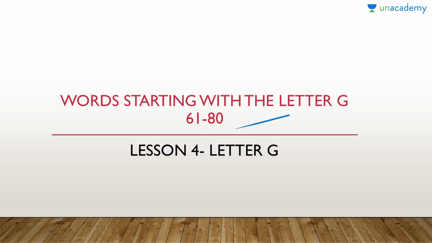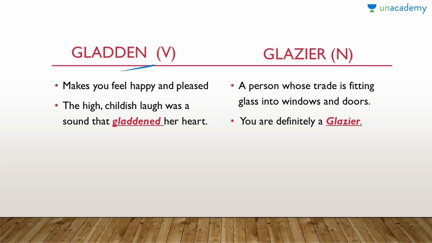Words starting with letter G, 61 to 80, lesson 4, letter G. First word, gladden, is a verb which means makes you feel happy and pleased. So in a sentence it'll read, the high childish laugh was a sound that gladdened her heart. Glazier is a noun, which means a person whose trade is fitting glass into windows and doors. So, in a sentence it'll be, you are definitely a glazier.